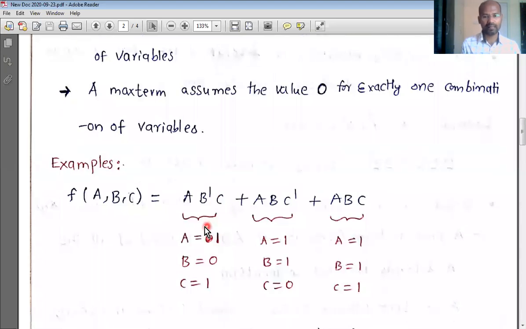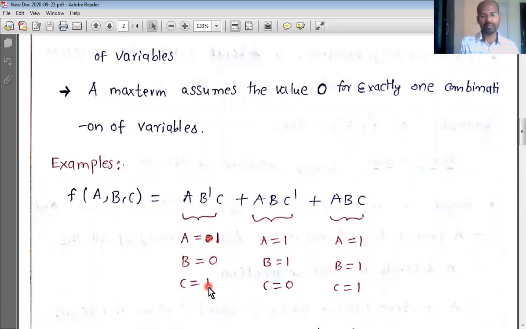Now see, for A equal to 1, B equal to 0, C equal to 1, what is the value that this min term takes? A equal to 1 means 1 here. B equal to 0 means B complement becomes 1. C equal to 1. So 1 dot 1 dot 1. What is 1 dot 1 dot 1? It is 1.